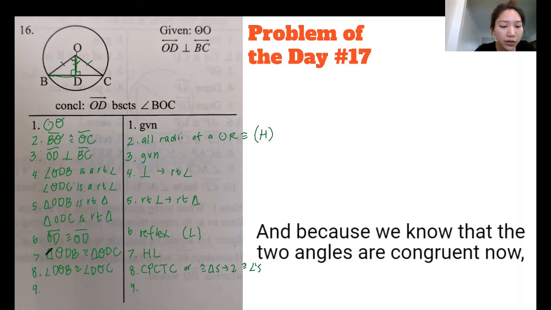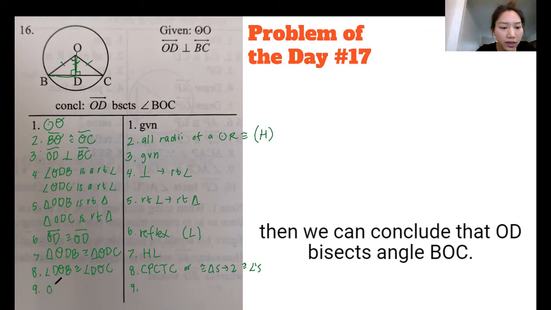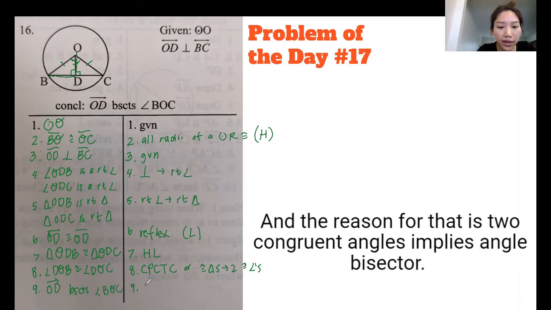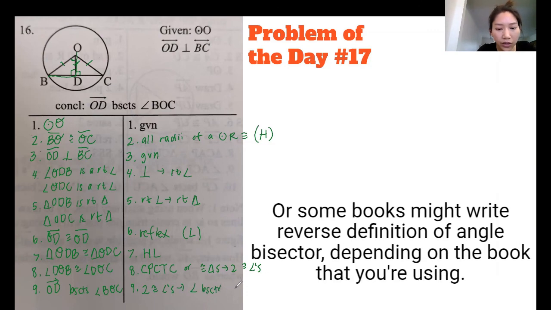And because we know that the two angles are congruent now, then we can conclude that OD bisects angle BOC. Okay, and the reason for that is two congruent angles implies angle bisector. Or some books might write reverse definition of angle bisector. Okay, depending on the book that you're using.